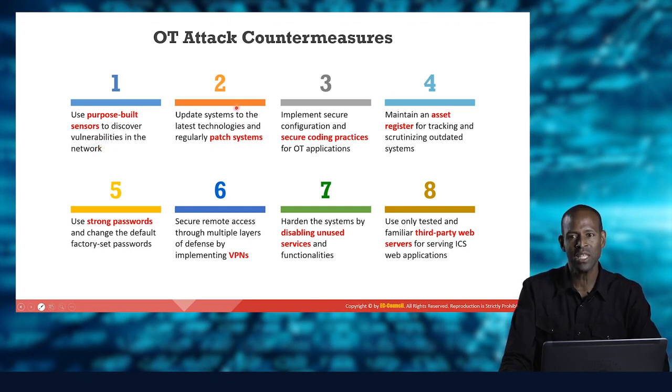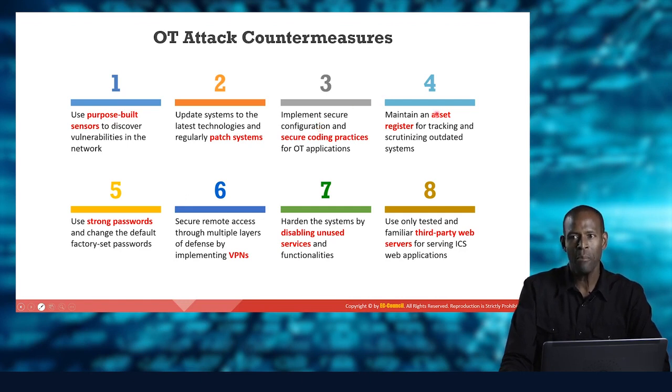Number two, update systems to the latest technologies. So in other words, you may have to scrap systems and replace them with ones that are less dangerous, less open to attack. If you have systems that are not legacy, old school systems that can be easily attacked, then make sure they're regularly patched and regularly updated. Number three, implement secure configuration and secure coding practices. So when you're creating the software, when your team is creating the firmware, make sure that you have a process for creating code that is not vulnerable to common attacks.